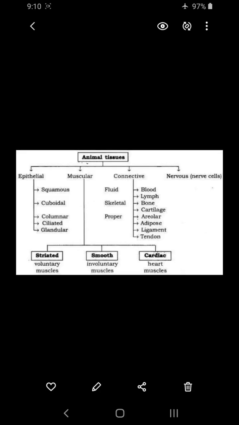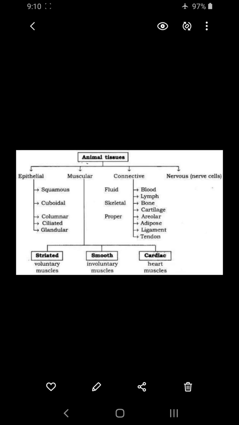Topic is animal tissue. In the previous video we have revised plant tissue and now we are going to revise animal tissue. Mainly animal tissue is divided into four categories. First is epithelial tissue, second muscular tissue, third is connective and fourth is nervous tissue.